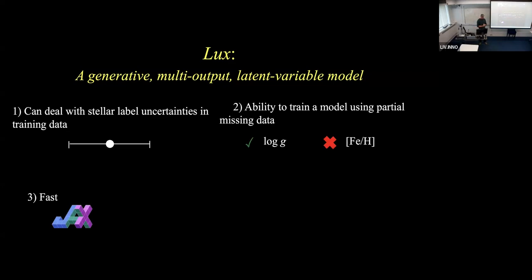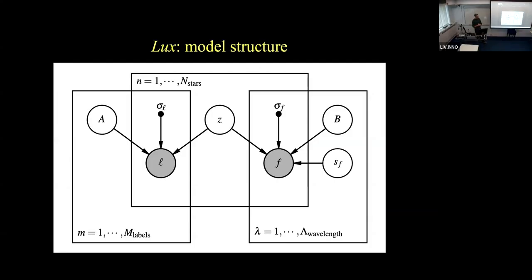It's written in JAX, which is this latest machine learning software by Google. So it can do auto differentiation very fast. And the beauty about this model is that it's dumb. It's a linear model. So it learns these relationships by just using a linear model within the latent variables. So the structure of Lux, the simplest form, is this one here.